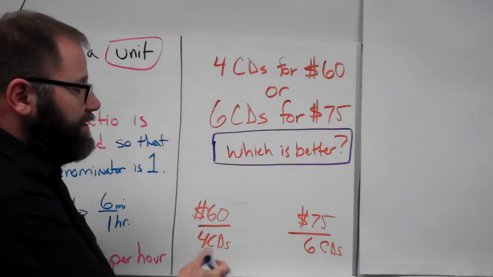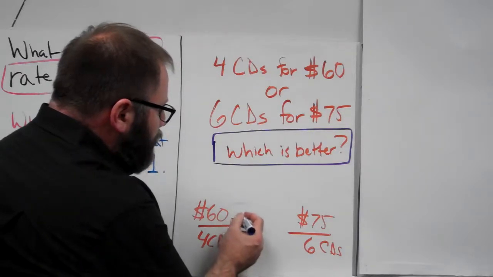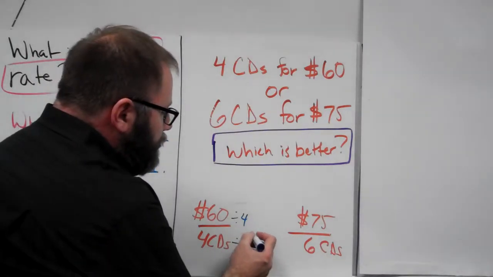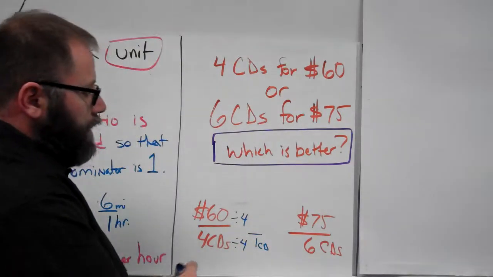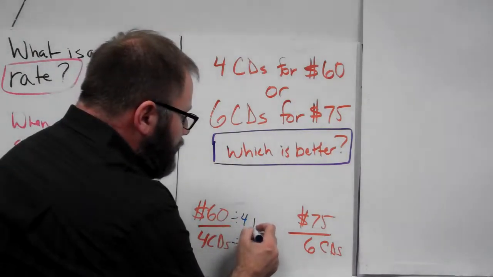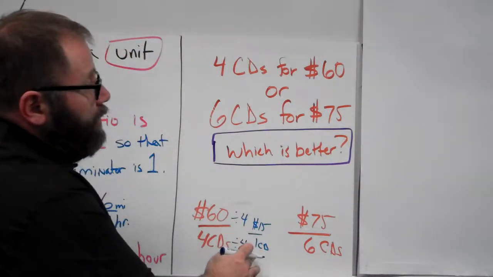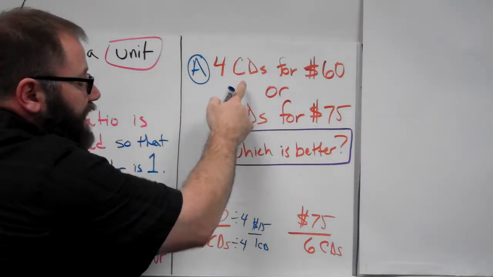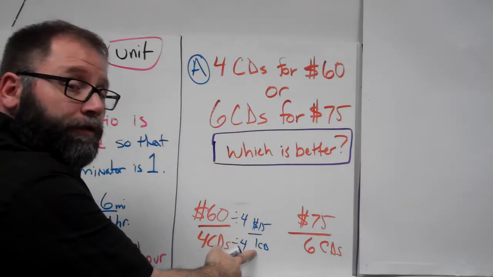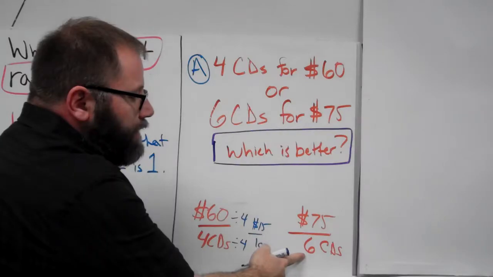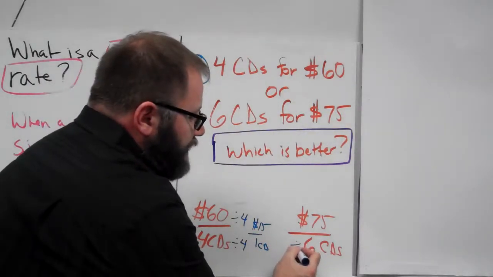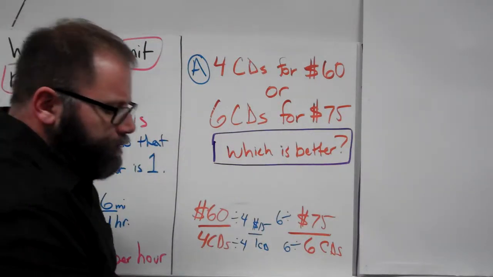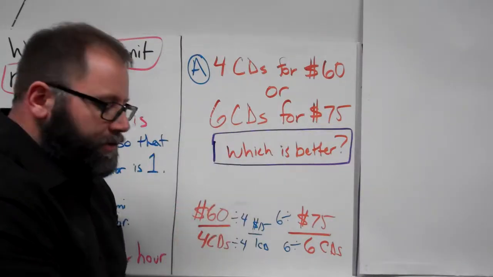So if we do the math on these, we would divide both of these by 4. 4 divided by 4 is 1 CD. And $60 divided by 4 is $15. So I know in my first example here, in price A, I'm buying 1 CD for $15. Now in this one, we're going to have to do the math. We're going to have to divide by 6 and divide by 6. And what are we going to get there? Well, that's why we have calculators.